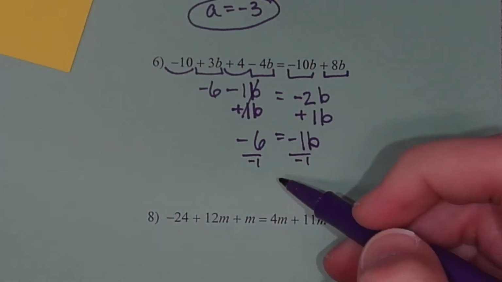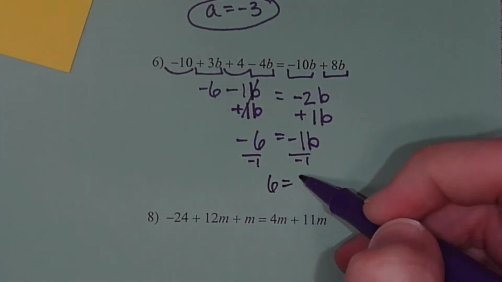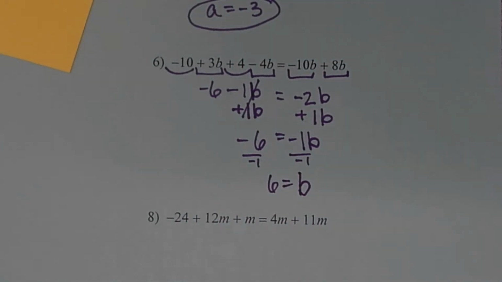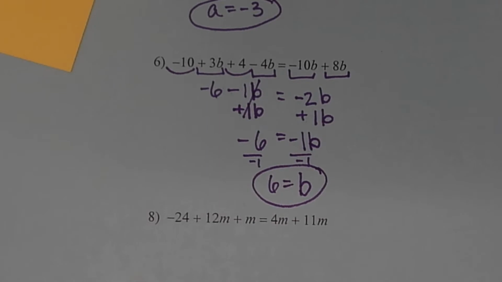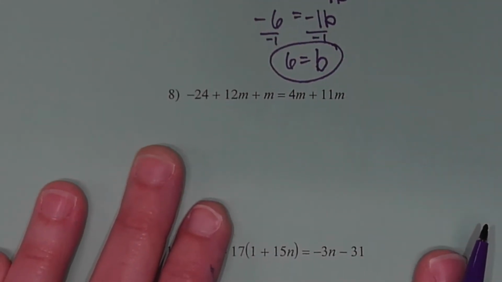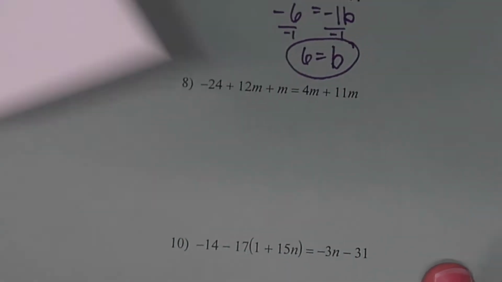And -6 divided by -1 equals +6 equals b. So 6 equals b. Okay, next problem, let's do number 8. Once again, is there any distribution? No, there is no distribution.